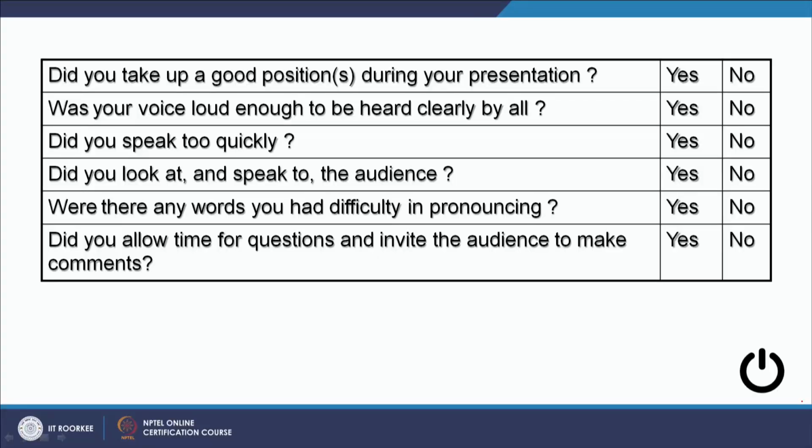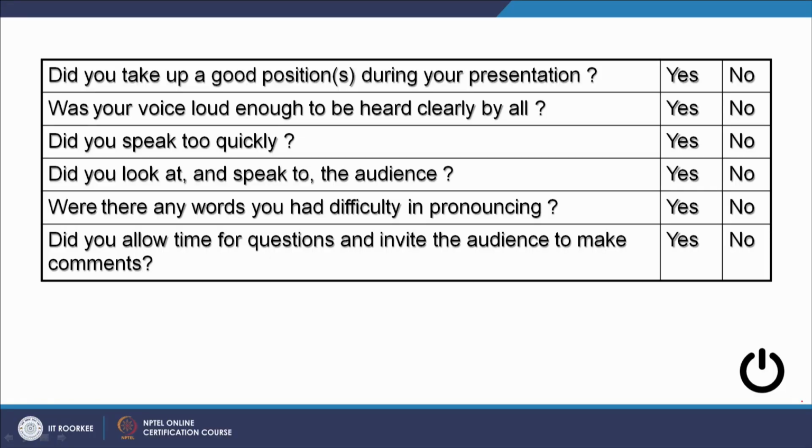And now we are coming to the end of this discussion. We can also ask the question: did I take up a good position during my presentation? That means whether I was located correctly on the stage or in front of the audience. If after each and every presentation we go through these things, then I am telling you this will improve further and further, and one day one will be able to give a good, perfect presentation.